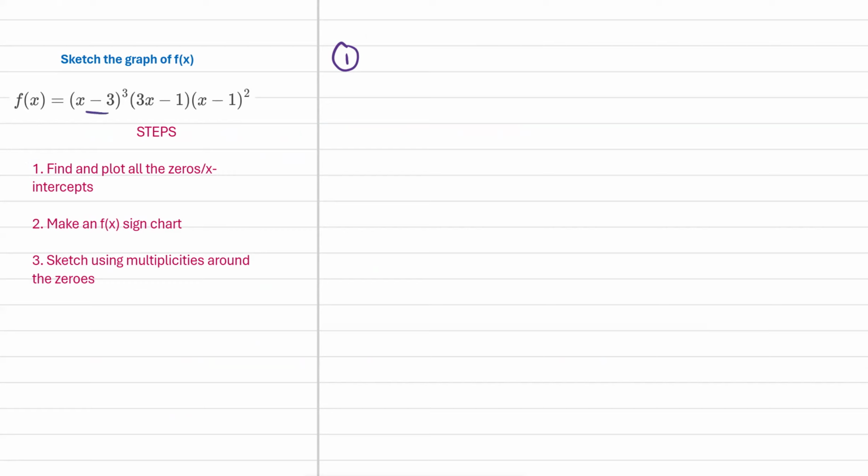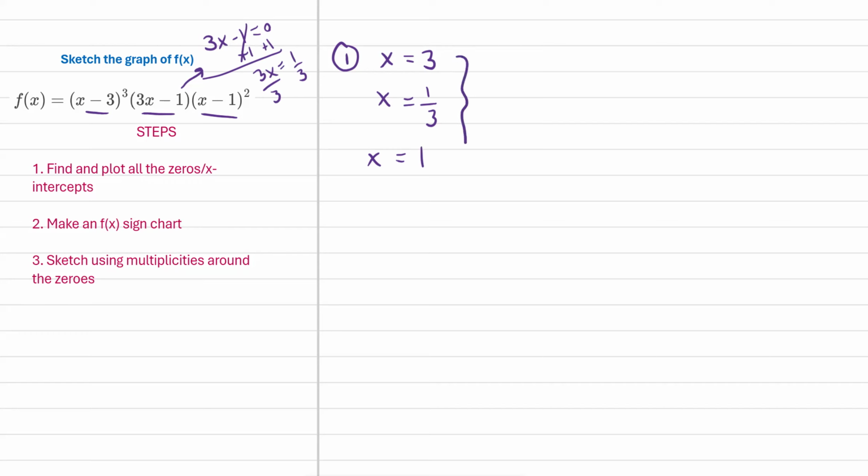That's going to be anything that makes each of these individual binomials equal to 0. So x equals 3 is one of the zeros. Solving for 3x minus 1 equals 0, we should get positive 1/3. So x also equals 1/3. And the final zero, or solution here, we have x equal to positive 1. I'm going to put those in order. Starting from the smallest, we have 1/3, positive 1, and then 3. Great, step 1 done. Next.